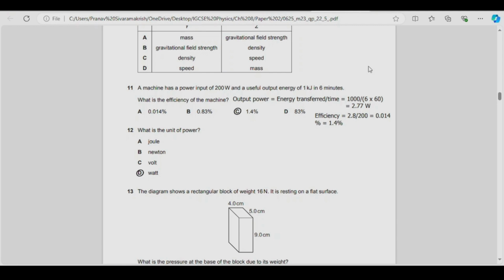The first question of interest is question 11. A machine has a power input of 200 watts and a useful energy output of 1 kilojoule in 6 minutes. What is the efficiency of the machine? We know that efficiency is the useful output energy divided by the input energy. In this case, we have an input power and a useful output in terms of energy, but we also know the amount of time that the energy is transferred across. We don't have the amount of time the power input acts over, so we wouldn't be able to get an energy value there. So the best thing to do is to convert the output energy into output power.